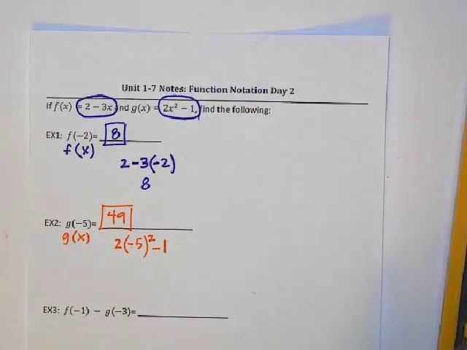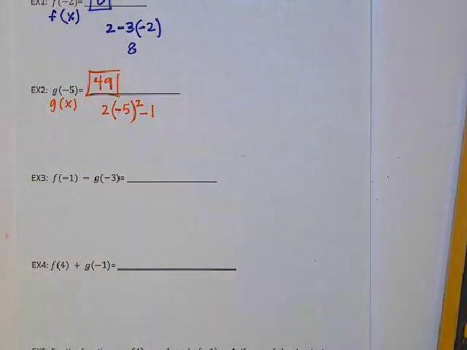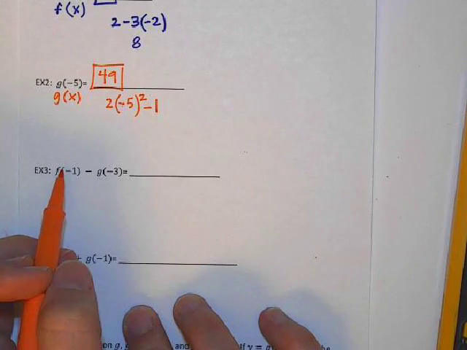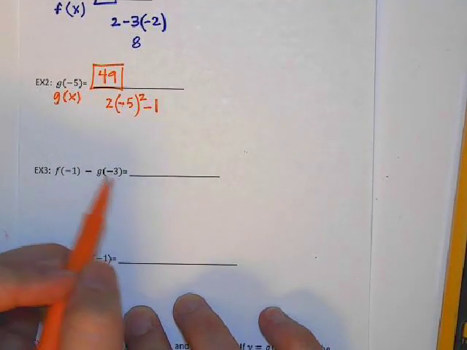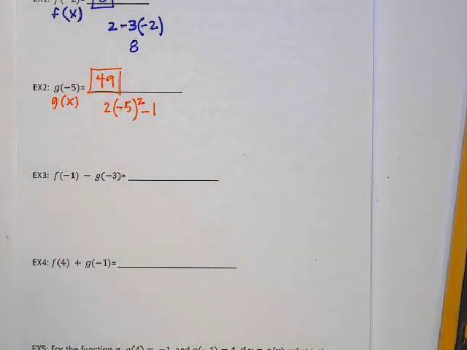Okay, look at example 3. What's different about number 3? There's 2 games. 2 of them. And what else? You combine them? What's the minus? I'm subtracting them. So whatever answer I get for my F game, I'm going to subtract the G game from it. Okay, so we're going to do it 2 times in one problem.